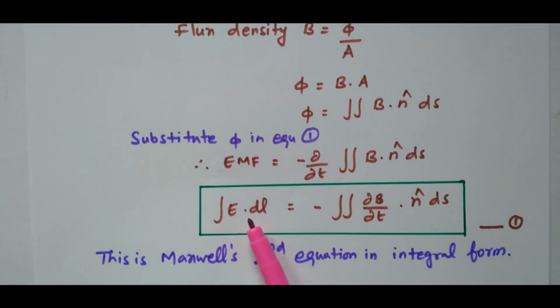So integral E dot dl equals minus double integral dou B by dou t dot n cap dS. So this is nothing but Maxwell's second equation in integral form, from Faraday's law. Now we'll see the differential form.